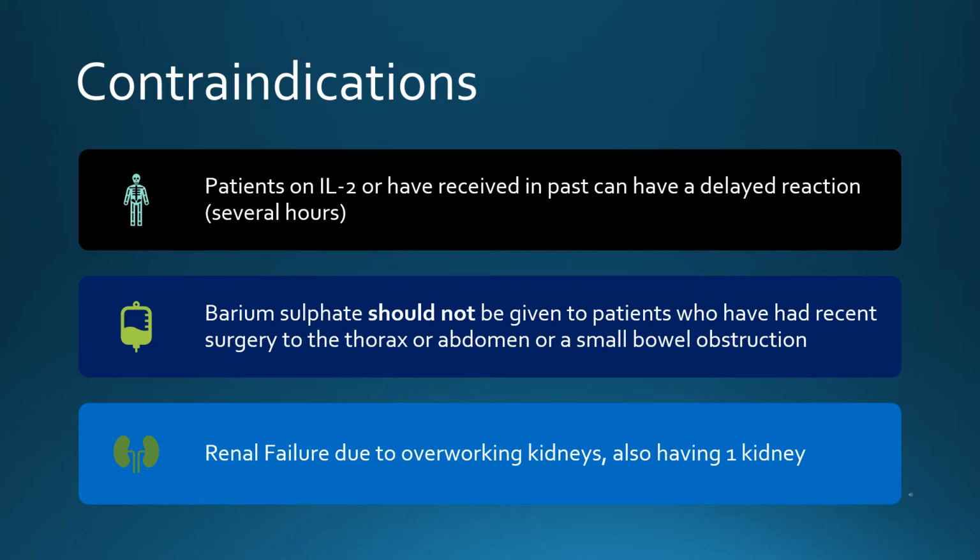Barium sulfate should not be given to patients who have had recent surgery to the thorax or abdomen, or may have a small bowel obstruction, as well as a perforation. This can cause leakage of the barium sulfate into the body cavity. When this occurs, flocculation of barium sulfate hardens like concrete and must be surgically removed.